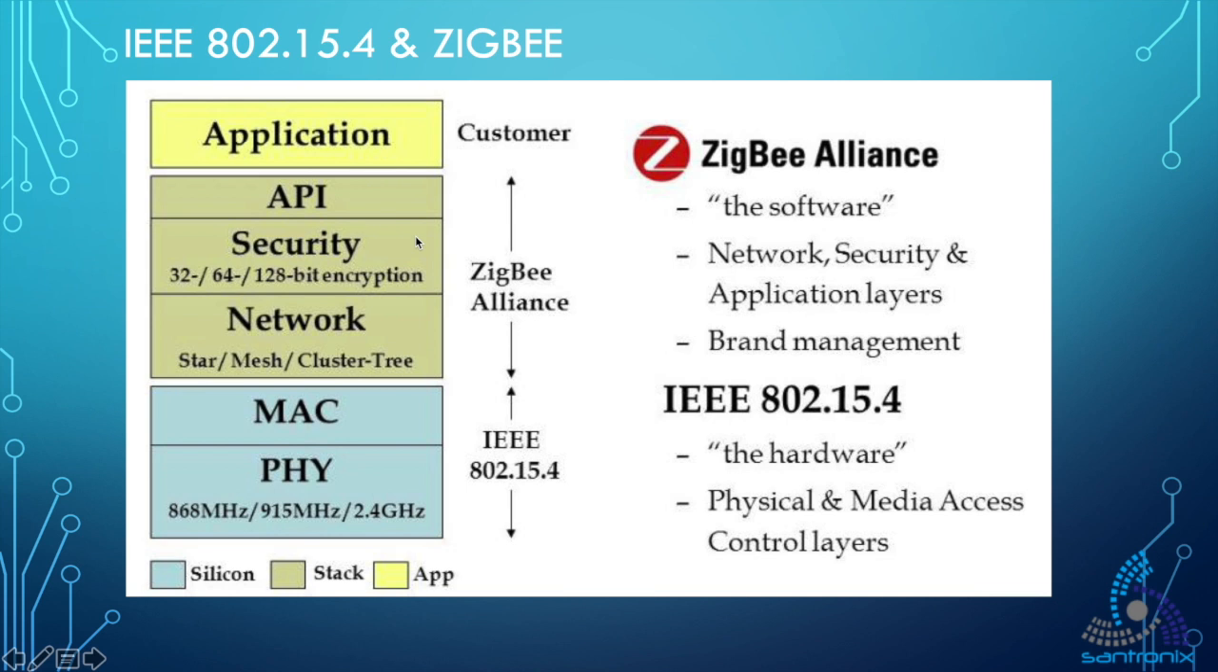So when we talk about the OSI reference model, the same model has also been used in ZigBee. And as you can see, ZigBee is strictly managed by the ZigBee Alliance, all right? And the ZigBee Alliance is basically responsible for the software part, the network security and application layer. So this part of the OSI reference model is handled by the ZigBee Alliance, whereas IEEE 802.15.4 defines only the MAC and physical layer of the ZigBee protocol.